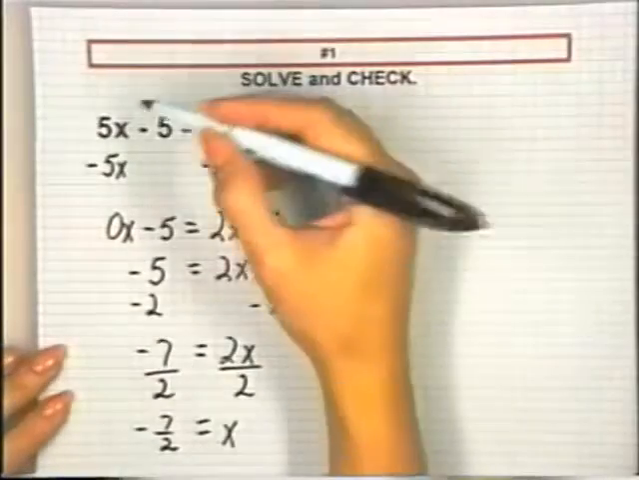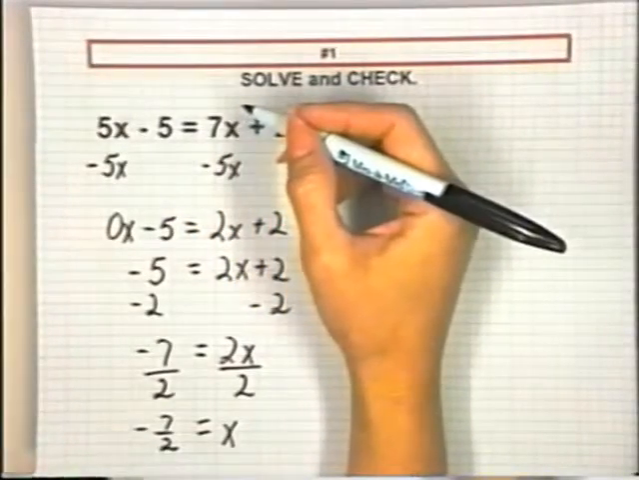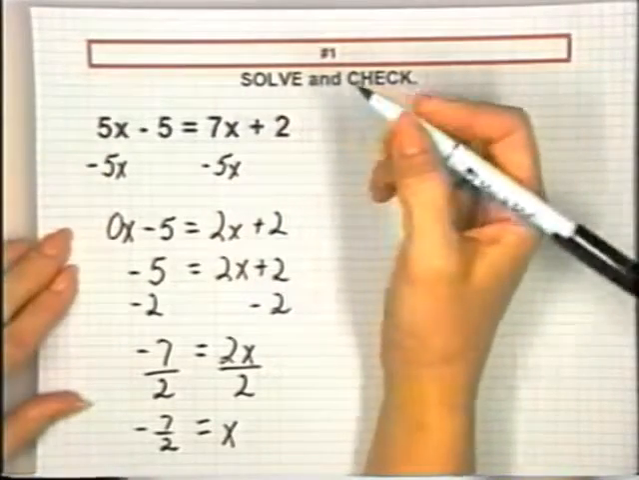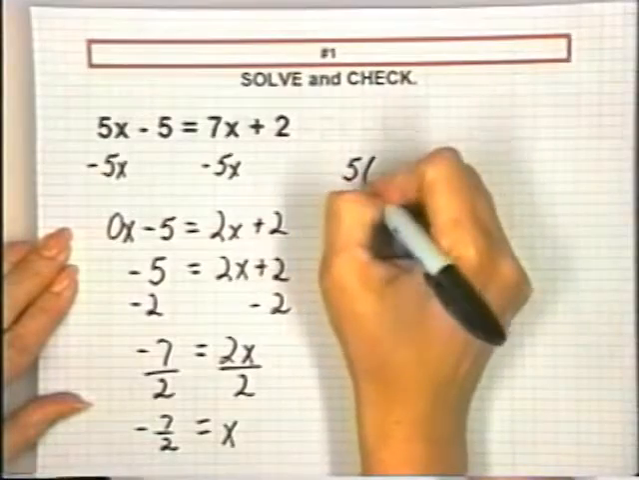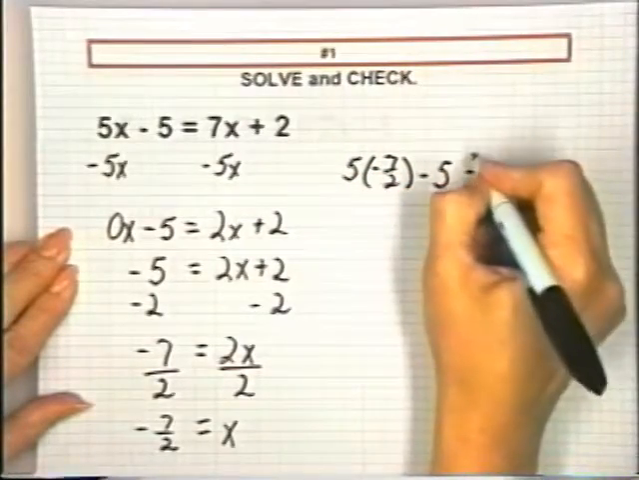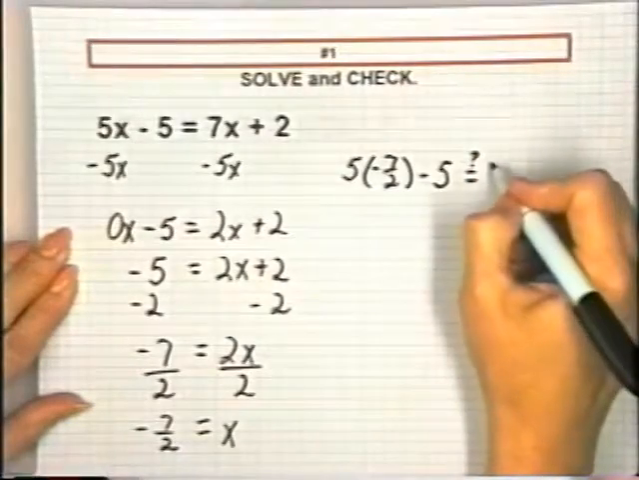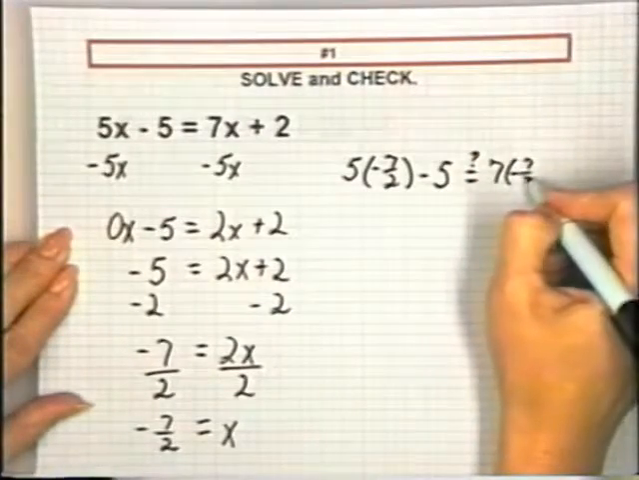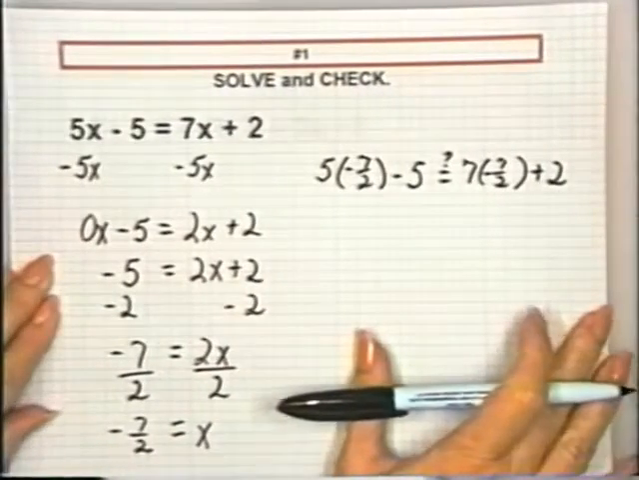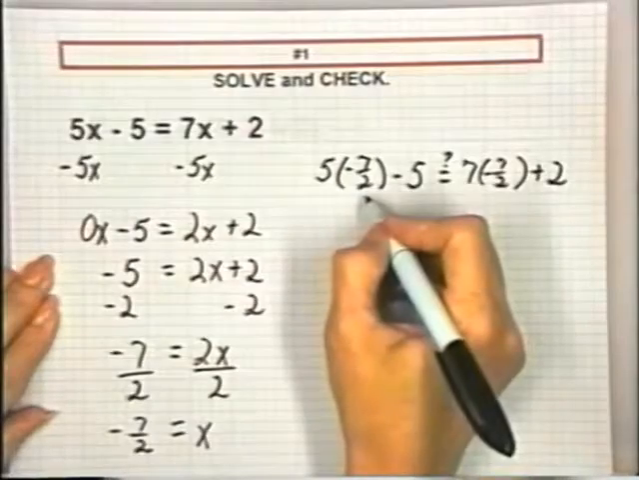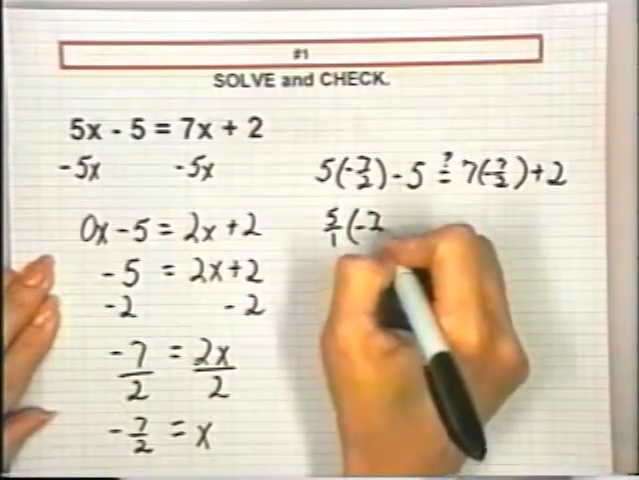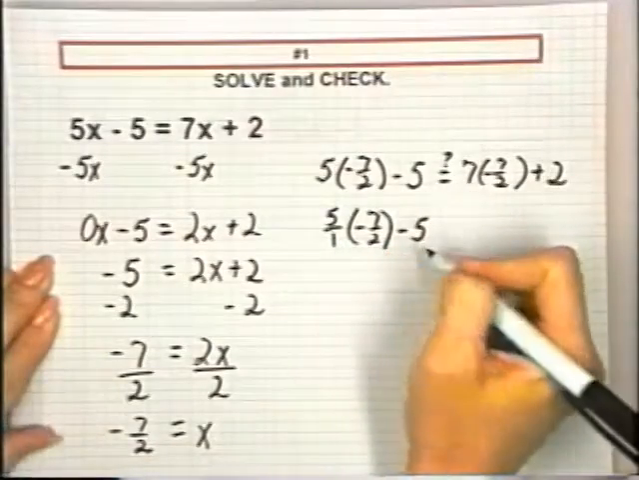To check, I replace each x with the -7/2. Instead of having 5 times x, I will have 5 times -7/2. Subtract 5. Does that equal 2? 7 times -7/2 plus 2. I need to multiply the 5 times the -7/2. I will write the 5 as 5 over 1 times the -7/2, subtract 5.